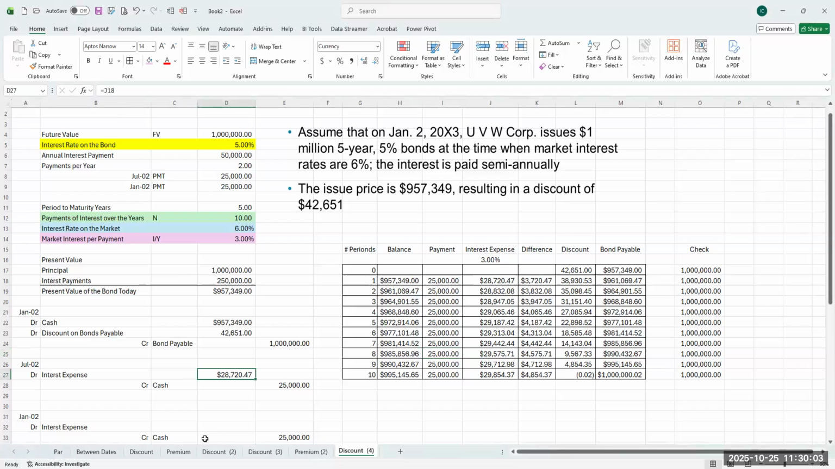Again, interest expense, you come from this cell here. The cash is going to be 25,000 because that's the payment. And now we have to put the journal entry to balance the entry, which will be our discount. I can easily copy discount on bonds payable. And we're going to start reducing this discount until we bring it down to 0, which will be equal to this amount. And now we're in balance.